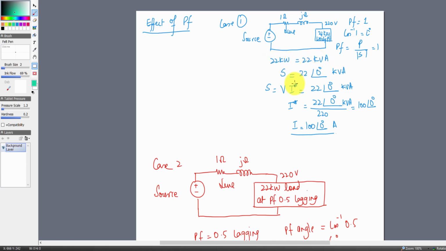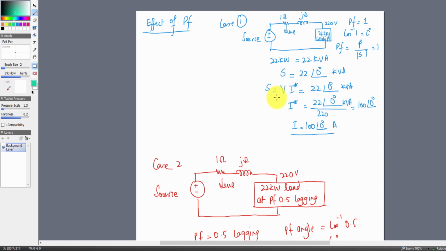If I write this in complex power format, 22 is the apparent power and the angle would be 0. So if I write this in the formula VI conjugate, let's just say the voltage here is 220 angle 0 for easiness sake. So I conjugate is 100 angle 0, and I just invert the sign of 0, that will still remain 0. The current here is 100 amperes to provide 22,000 watts of power at 220 volts.